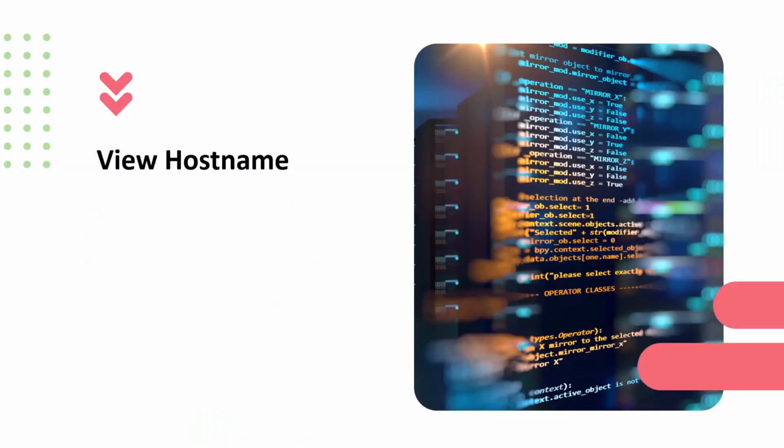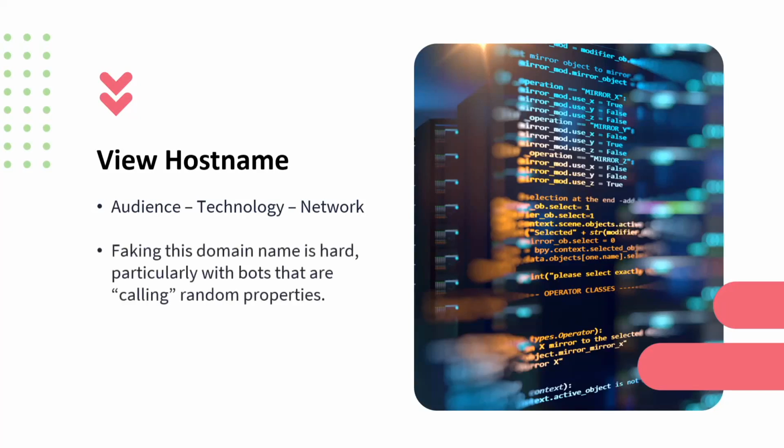In order to minimize the activity from these bots, you would view the host names, and you would access this under Audience, then Technology, and then Network. The host name is essentially the full domain name, and it's hard for a bot to fake, particularly with bots that are calling random properties, so those ghost bots. It's just harder for them to fake a legitimate domain name.